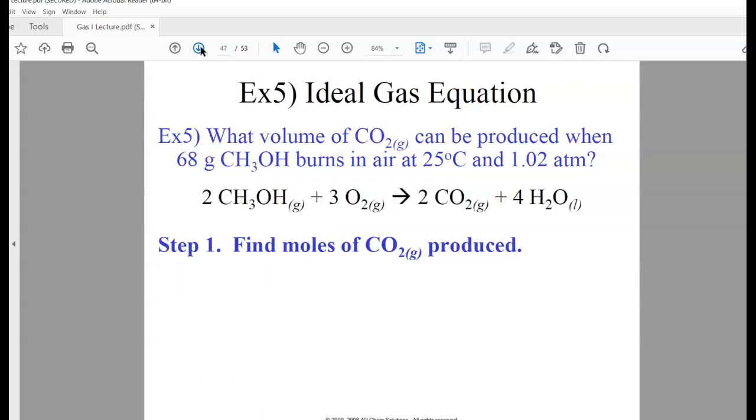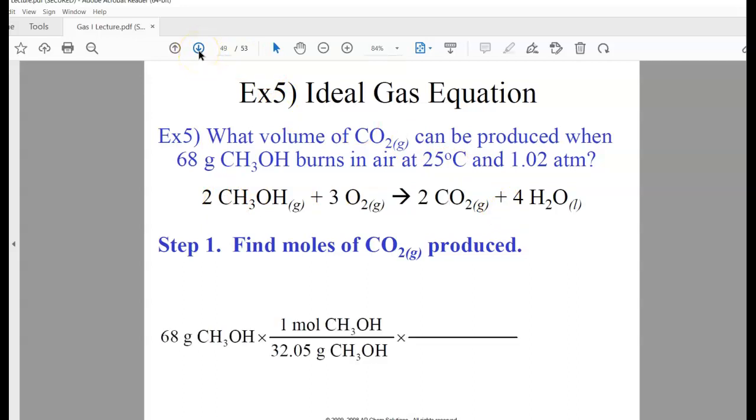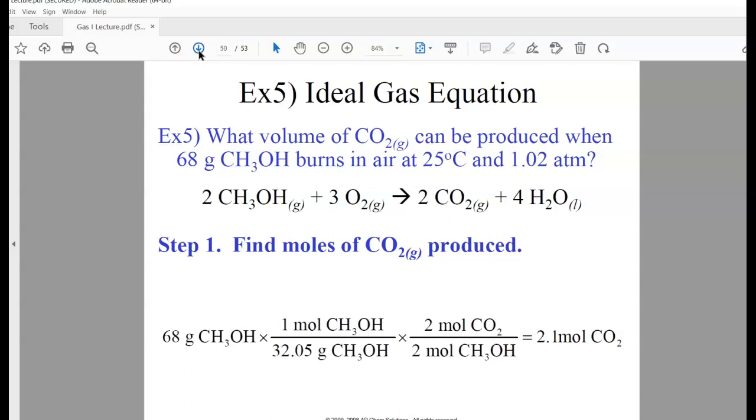Okay, gas stoichiometry. You should be able to do a gas stoichiometry problem. What volume of CO2 can be produced when 68 grams of methyl alcohol burns in air at 25 degrees C and 1.02 atmospheres? First things first, you need to figure out the moles of CO2 that are produced. Now, if you take a look, they're in a 2-to-2 ratio between methyl alcohol and carbon dioxide. So you can get the number of moles of methyl alcohol, and then 2 moles to 2 moles, so you're going to get 2.1 moles of carbon dioxide.